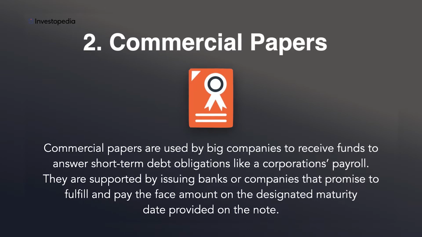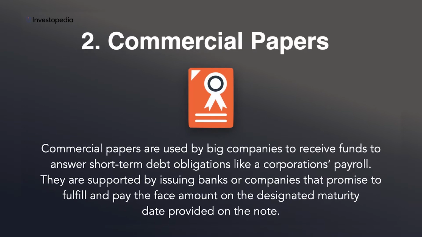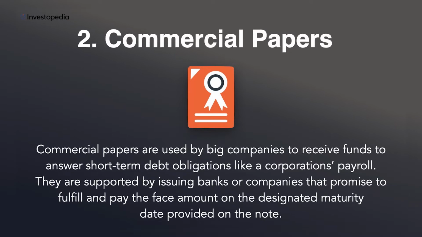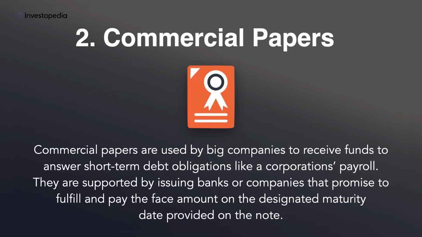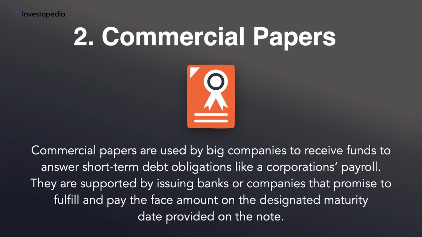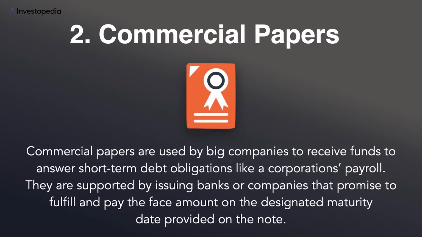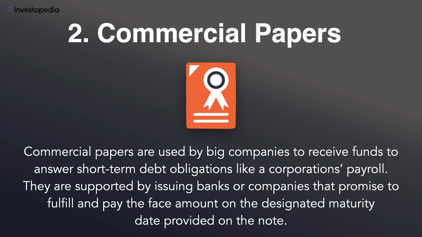Okay, so let's talk about number two, which is commercial paper. Commercial papers are used by big companies to receive funds to meet short-term debt obligations like a corporation's payroll. They're supported by issuing banks or companies that promise to fulfill and pay the face amount on the designated maturity date that would be provided on the note. Basically, if a company's in trouble and they have good credit, good relationships, and they need to make payroll, this is where it could be a good play.